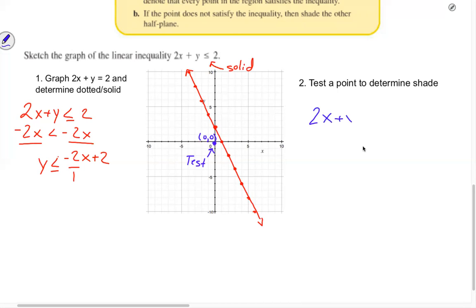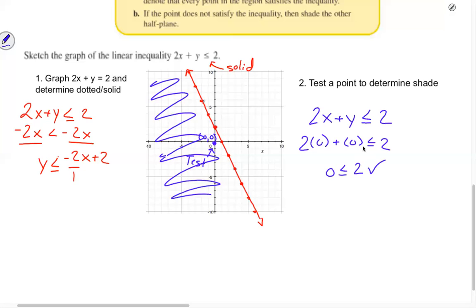So what I'm going to do, Jake, is I take my equation, which was that, right? I'm going to take this point, I'm going to plug it in. I'm going to simplify. Is that true or false? Is 0 less than or equal to 2? Yes. So guess what? Because that's true, I shade below the line. Check it out.